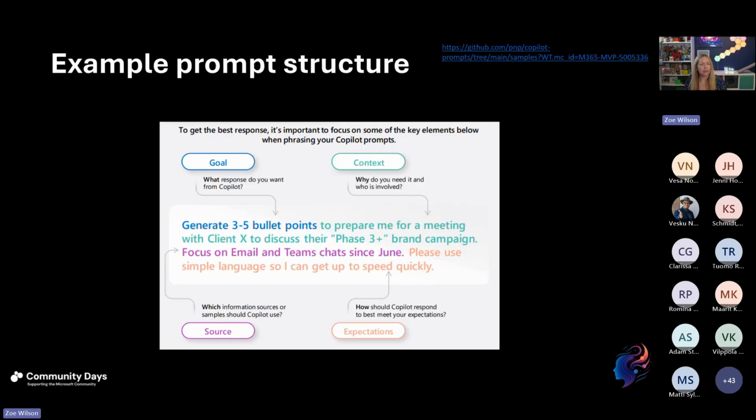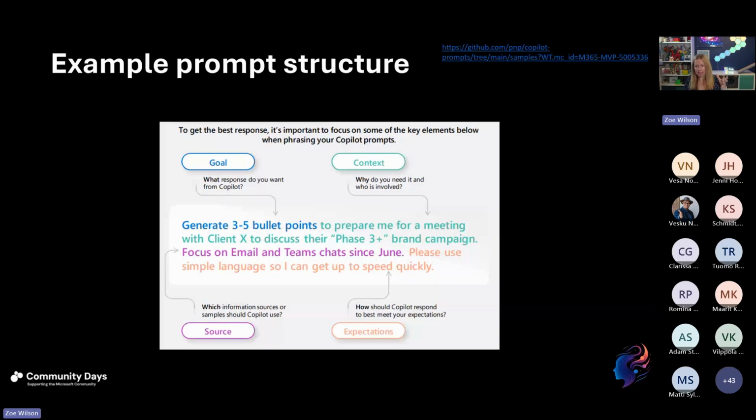And if we look at this in terms of an actual example, so this is an example prompt, and the thing we're asking Copilot to do is to generate 3 to 5 bullet points. The context in this is we want these bullet points to prepare me for a meeting with a client to discuss their new brand campaign. So that's telling Copilot why we need it, what the thing that we need it for, and who is involved.